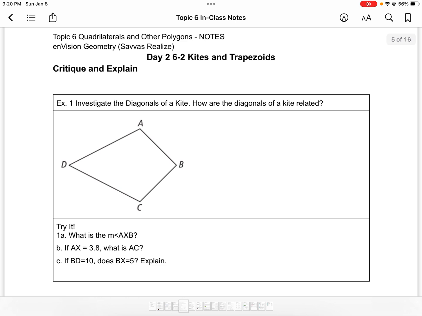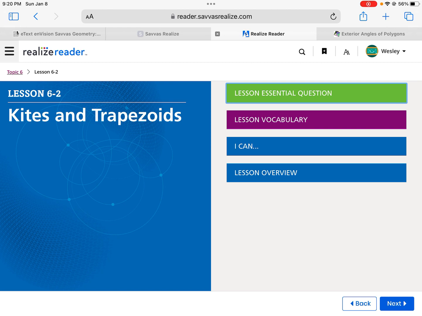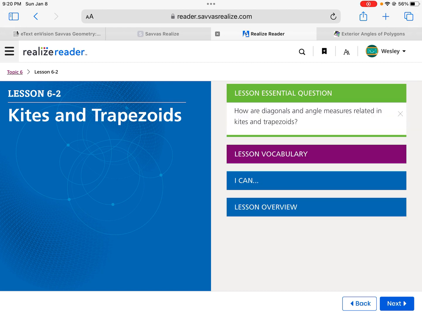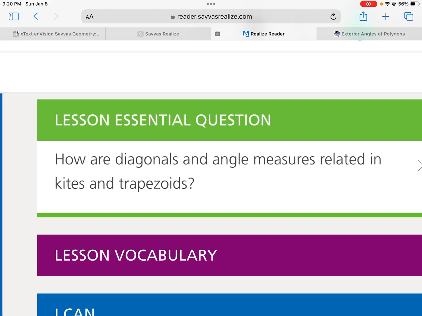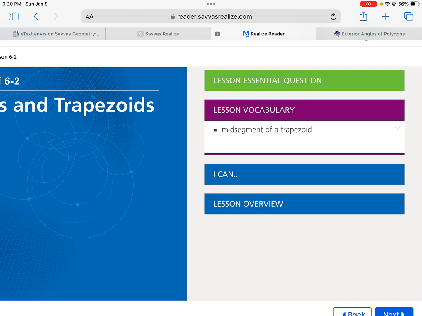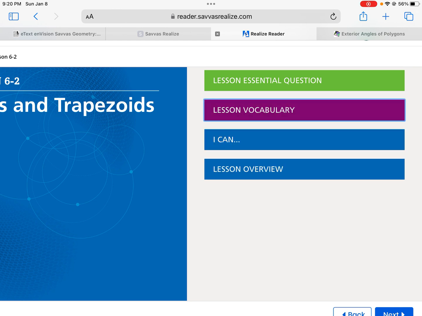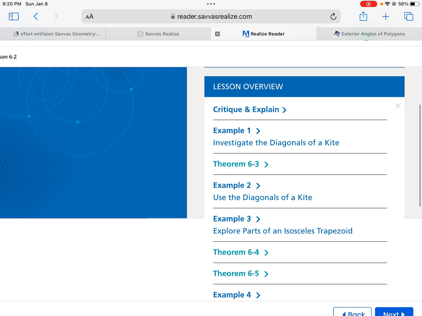Before we jump into what this is in this example, we're going to take a look at our interactive student edition for lesson 6.2. And here's that essential question: How are diagonals and angle measures related in kites and trapezoids? If you needed to get a preview of the lesson vocabulary, it would be here. There's really only one term listed there. We're going to talk about a lot more. But down here at the lesson overview is kind of where we're going to start navigating through this.